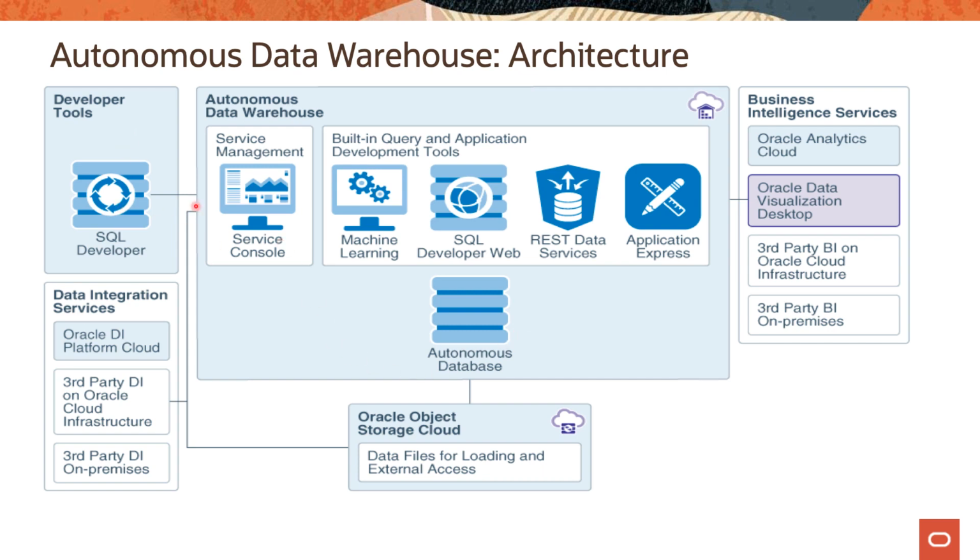And on the left here, you'll see that Oracle Autonomous Data Warehouse supports SQL Developer for developers, and it also has data integration services support for Oracle Data Integrator Platform Cloud, and also third-party data integration services which run on Oracle Cloud Infrastructure or on-premises. And this service also supports business intelligence services like Oracle Analytics Cloud, Oracle Data Visualization Desktop, and any third-party business intelligence tools running on cloud infrastructure or on-premises.